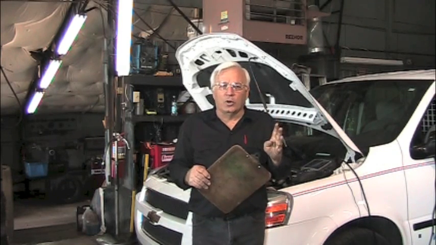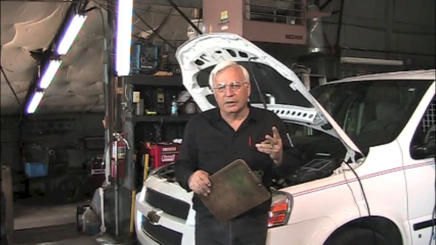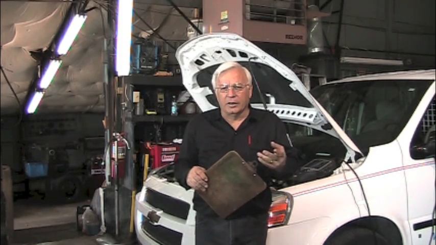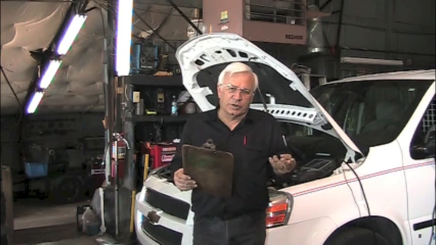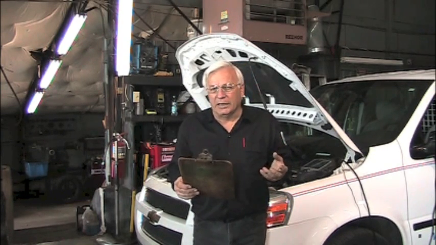So we got four codes. Two of them are oxygen sensor related. One is a random misfire, and the fourth one is a lean situation. So what could this be?